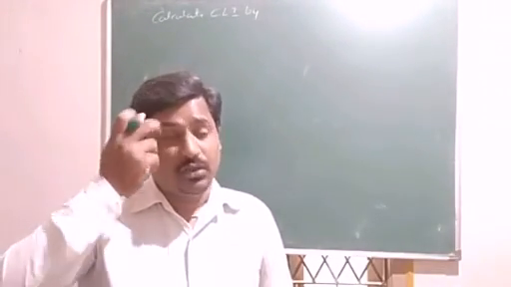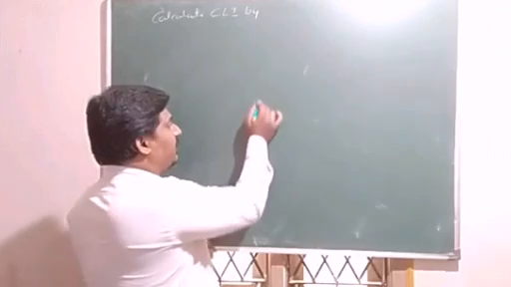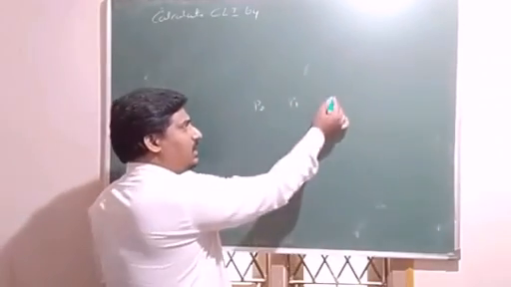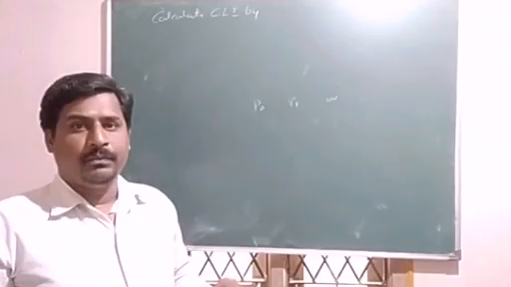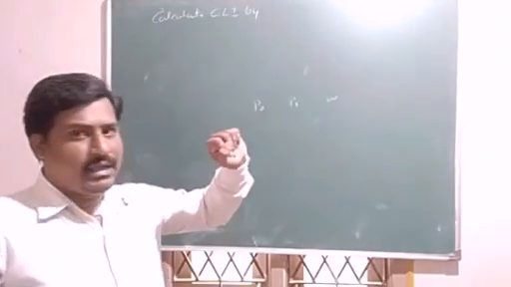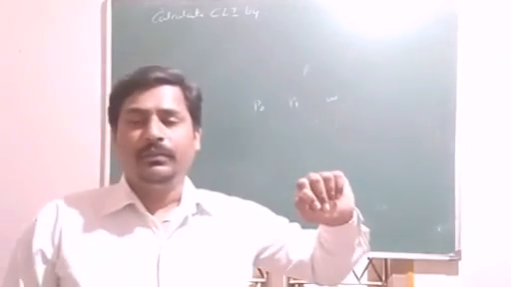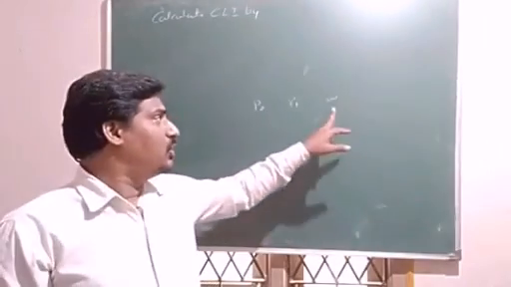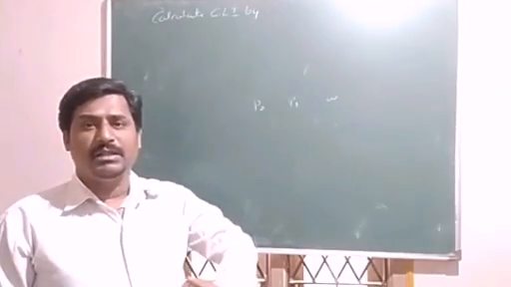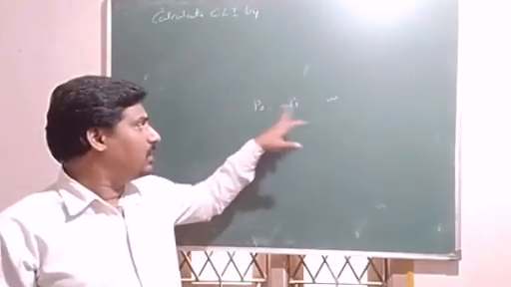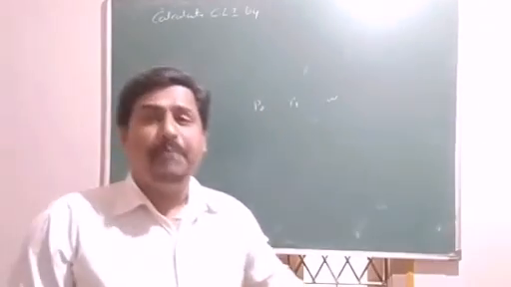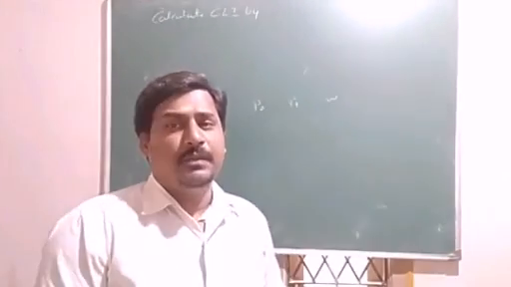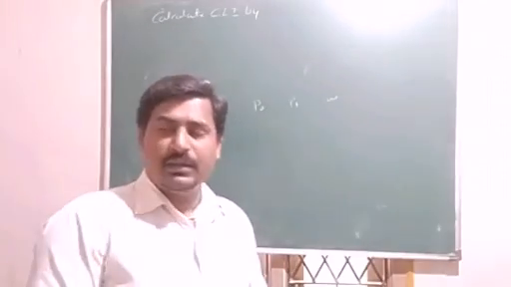In the data, if P naught, the base year price, P1, the current year price, and W are given, then which formula will apply here? Family budget method: summation WP divided by summation W. With the help of P naught and P1 we can identify P, that is P is equal to P1 divided by P naught into 100, and WP we can calculate.